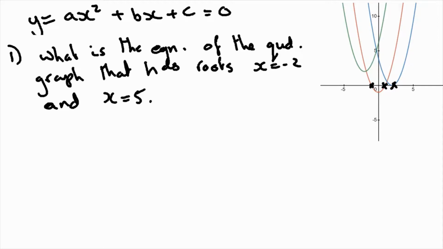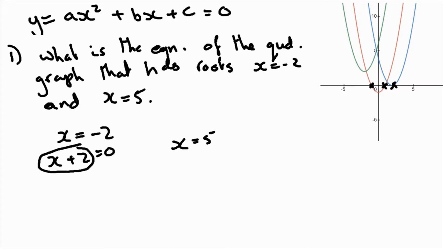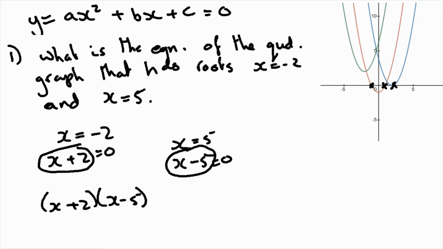So we can use that sort of idea. So x equals minus 2, so x plus 2 equals 0. So this is going to be one of our brackets. Or x equals 5, so x minus 5 equals 0. So this is going to be another of our brackets. So x plus 2, x minus 5 equals 0.